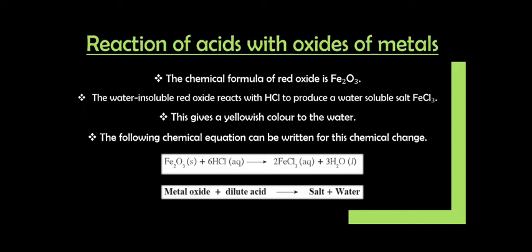Now the equation, how you can write: metal oxide is there. Which metal oxide? Iron oxide, along with acid. What does it form? A salt. What is this salt?